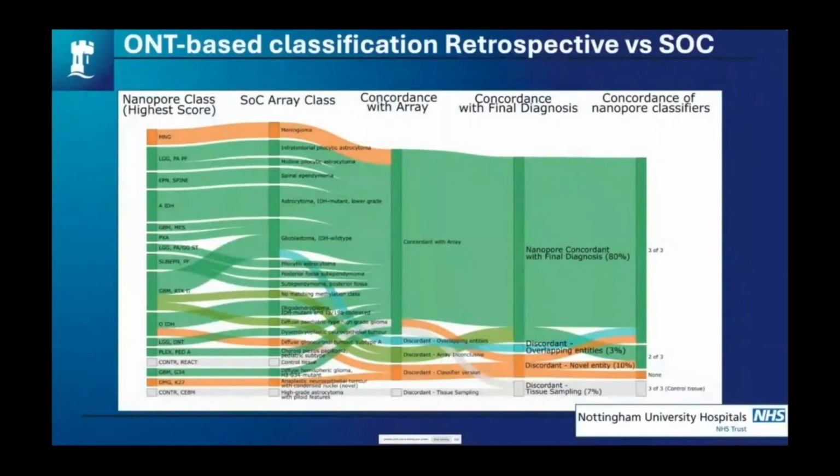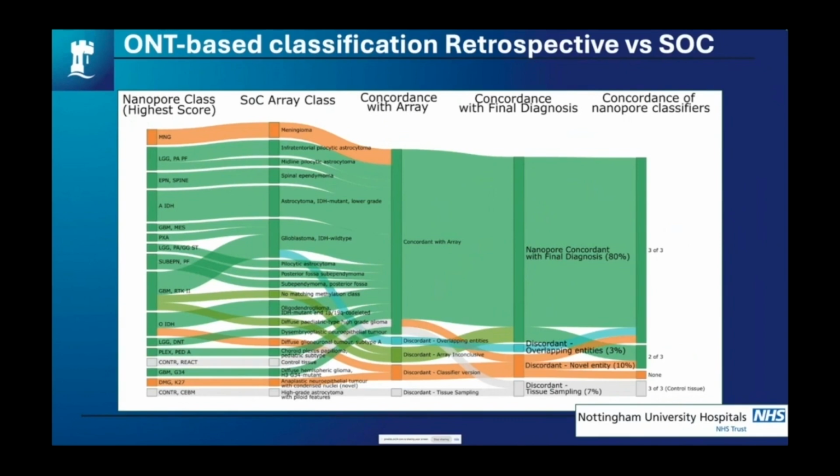So as a consequence of all of this, we were very grateful to receive some initial funding, actually from the University Hospital Trust themselves, to allow us to evaluate 30 cases retrospectively here in Nottingham. And we compared these cases against the nanopore classifications we obtained and with the actual known diagnoses. And you can see here there is good concordance with the final diagnosis, 80% of the samples.